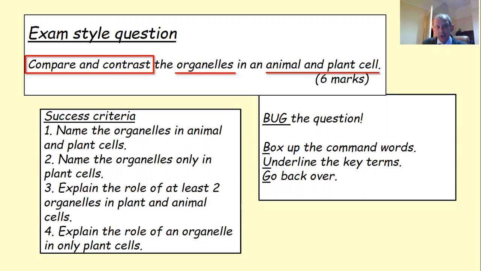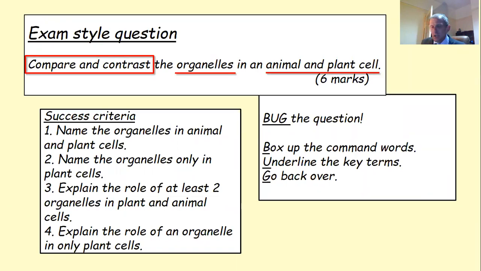And again, you're comparing your similarities, and then you also need to explain the role of an organelle found only in a plant cell. And that's your contrast, guys. So there you've found the success criteria there will give you all that you need to be able to answer the question.